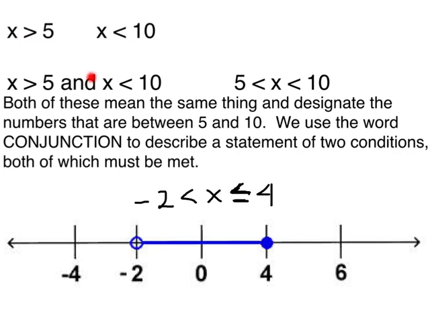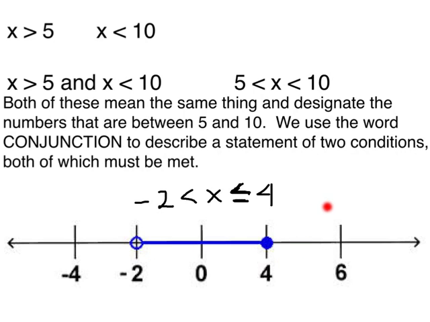If you have all of these statements, x is greater than 5, x is less than 10, x is greater than 5 and x is less than 10, or we could write it 5 is less than x and x is less than 10, or x is in the middle here, it's greater than 5, it's less than 10. The way we express that is the word conjunction, and conjunction describes a statement of two conditions, both of which must be met, both.